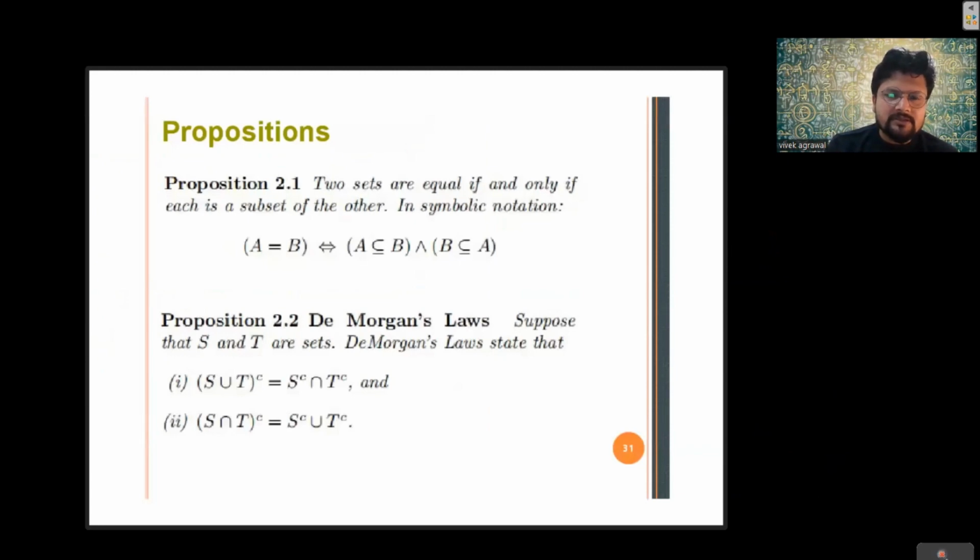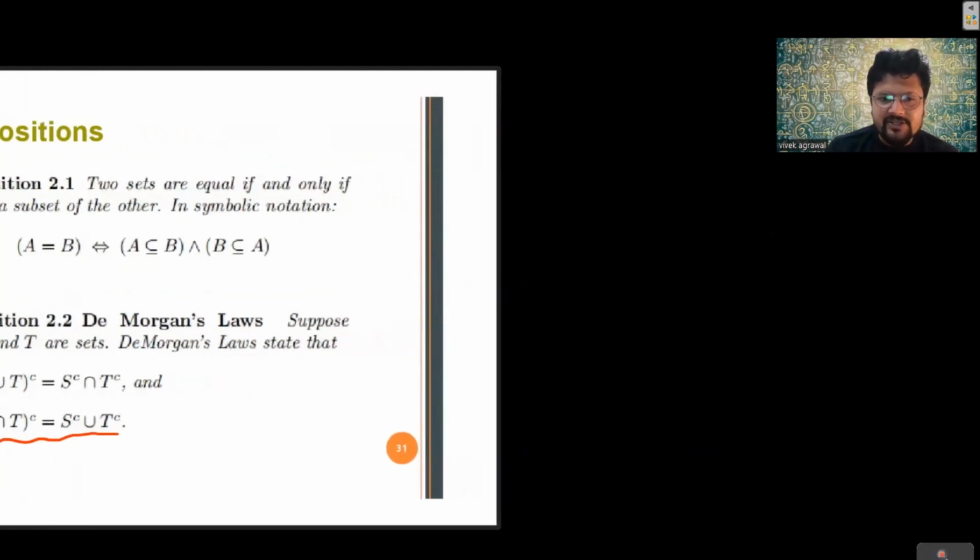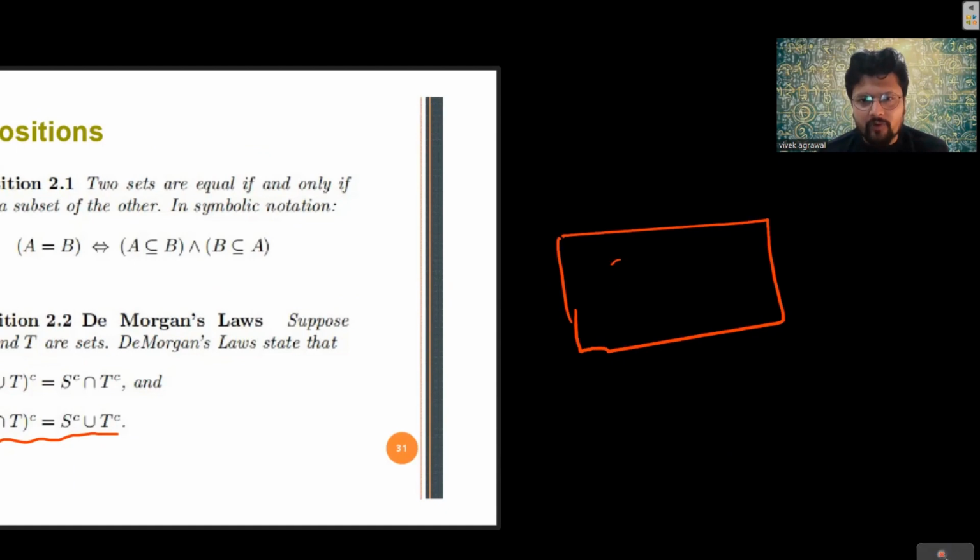Let's talk about the second theorem of De Morgan's law. It's saying S intersection T complement. If I'm talking about S intersection T complement, what will happen? This is S, this is T. And this is the common portion. This is S intersection T.